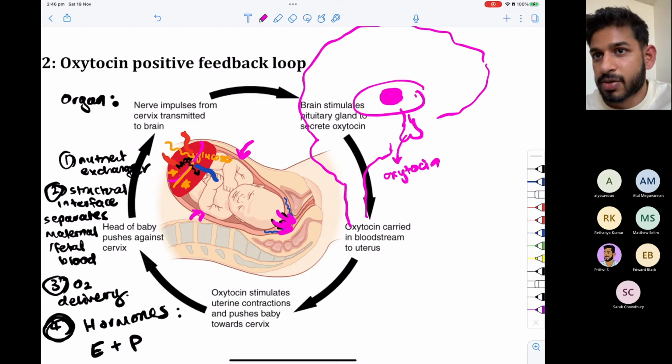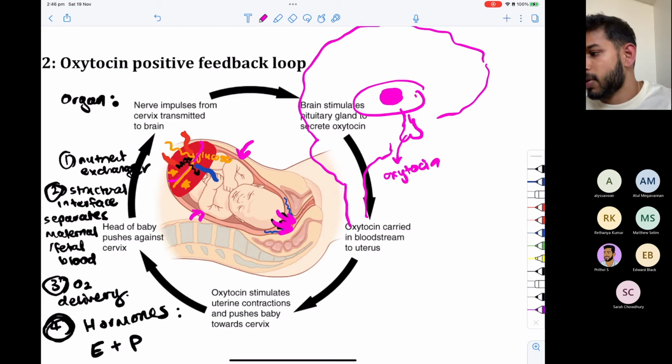This has been asked quite commonly in exam questions as an example of positive feedback, because this is the only example you'll ever learn. It's very interesting to compare this with negative feedback, which you'll learn in Module 8. Good. Any questions at all?